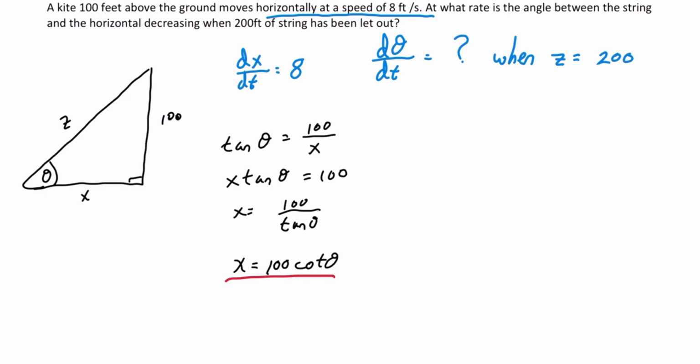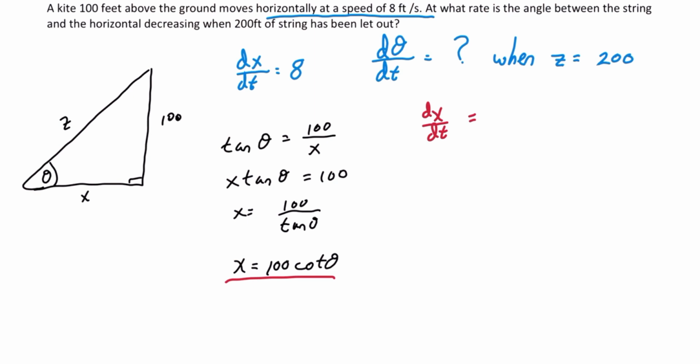So implicitly differentiate both sides. The derivative of x is 1 times dx/dt. The derivative of 100 cotangent theta is negative 100 cosecant squared theta d theta/dt.